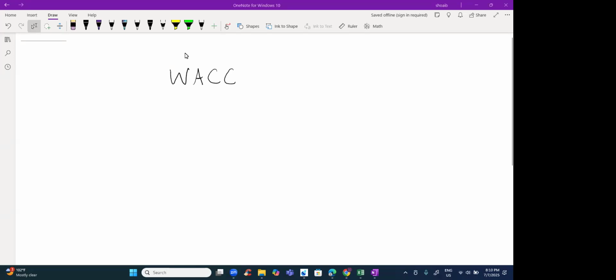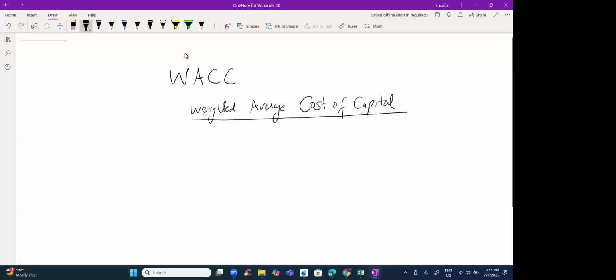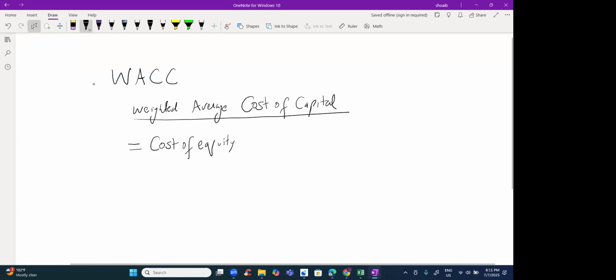So WACC is weighted average cost of capital. In order to calculate WACC, in order to calculate weighted average cost of capital, you people should know what is cost of equity. You people should know how to calculate cost of debt.